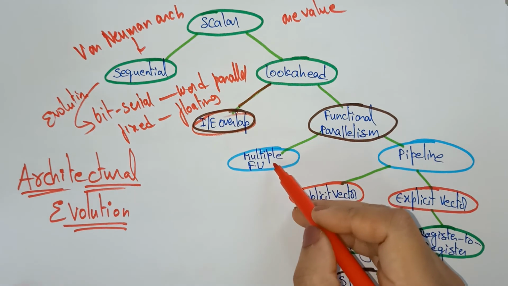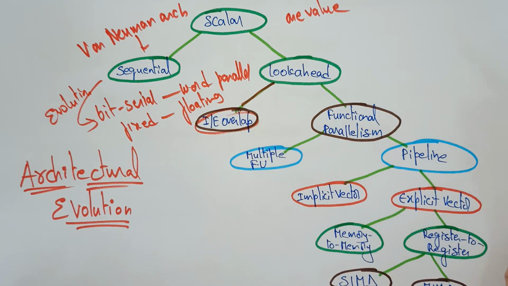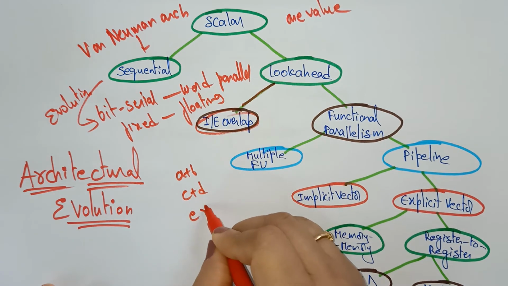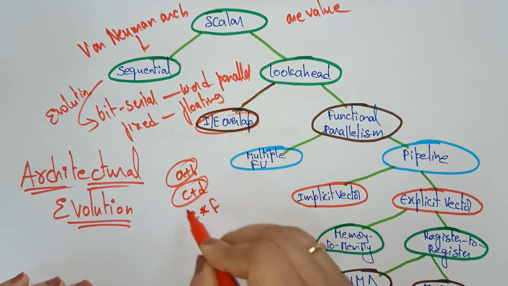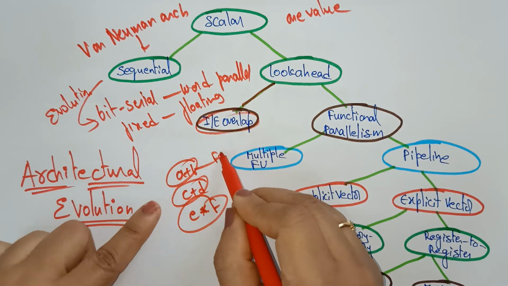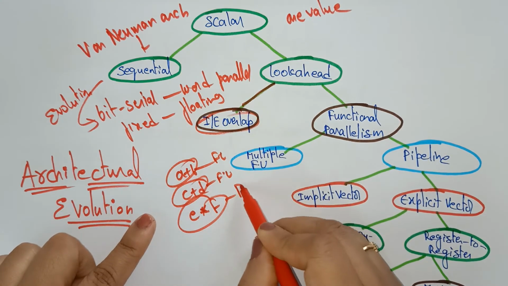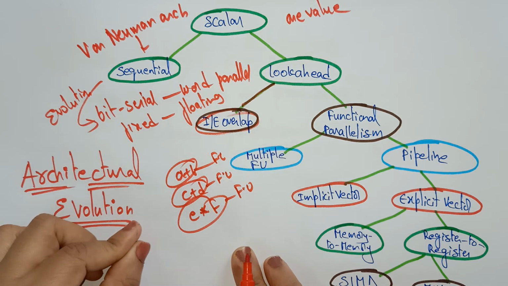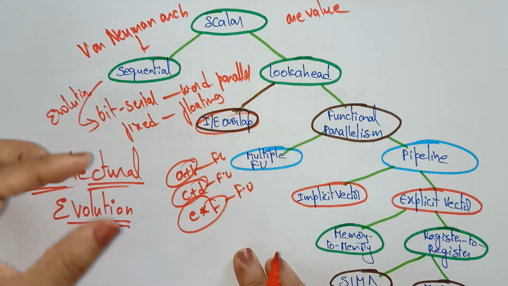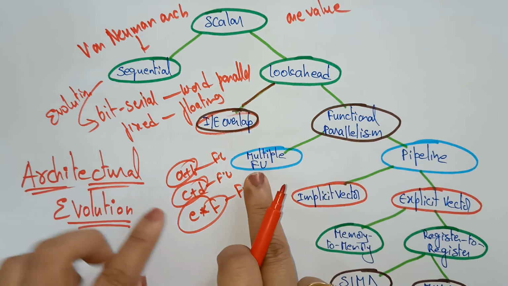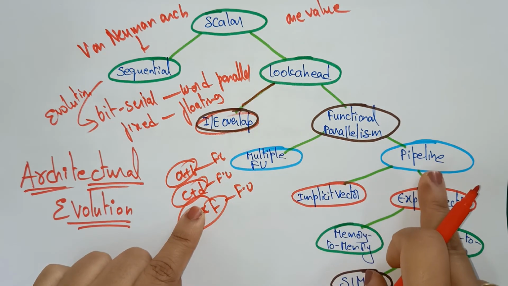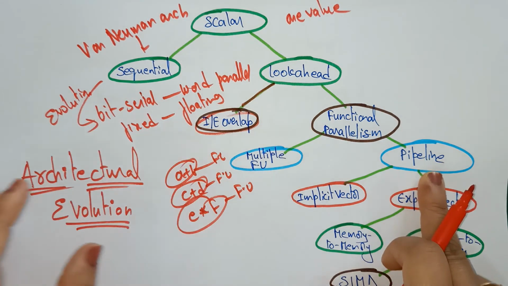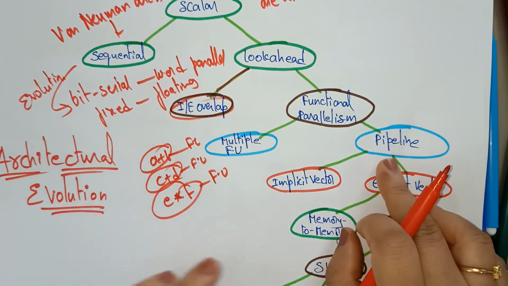Each unit performs a different operation, like A plus B, C plus D, and E into F. Many instructions need to be executed, so each functional unit will execute one instruction, and finally you get the final answer. This is the use of multiple functional units. Functional parallelism is divided into multiple functional units and pipelining. Multiple functional units means each instruction is executed in a separate functional unit. And coming to pipelining.